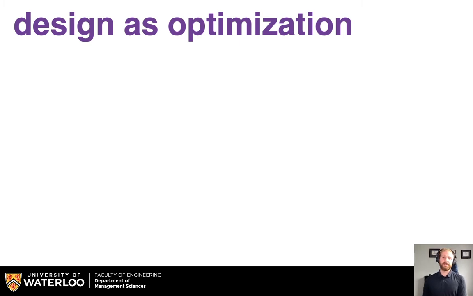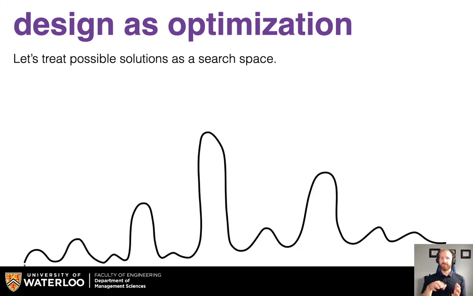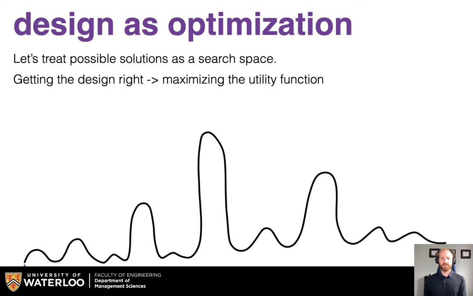Another way you might think about this is design as optimization. So let's treat the possible solutions as a search space. You're trying to find the optimal design for a possible problem. You might have some sort of search, some sort of problem space like this. Getting the design right is maximizing the utility function. So you might sample, this is your kind of brainstorming and prototyping, and then you iterate to find, via hill climbing, the best design for that search space.